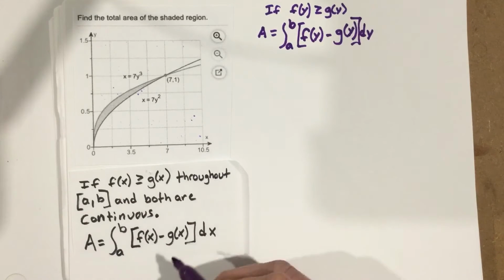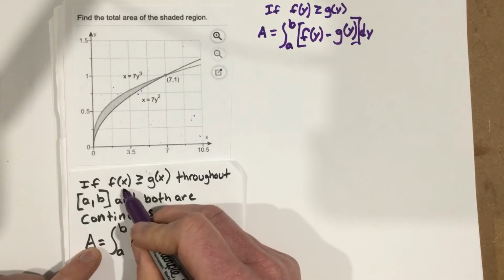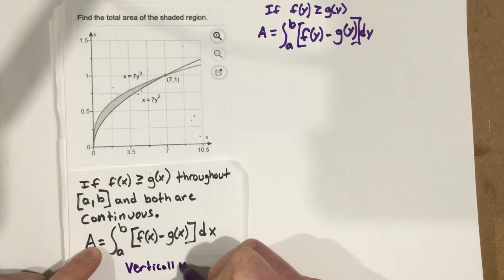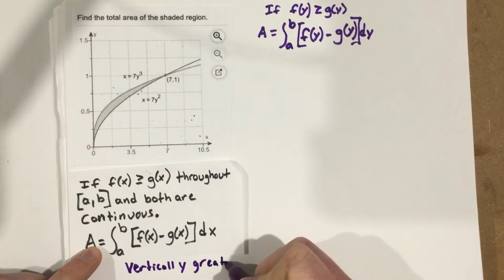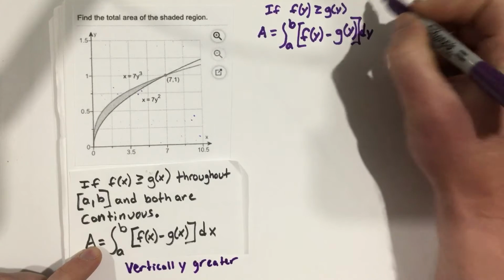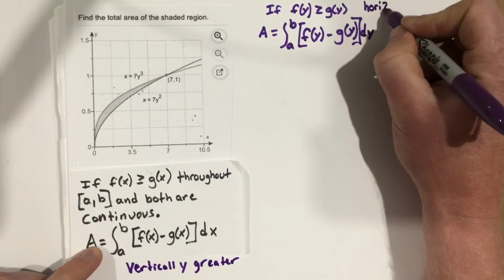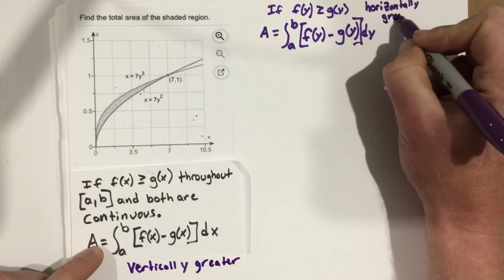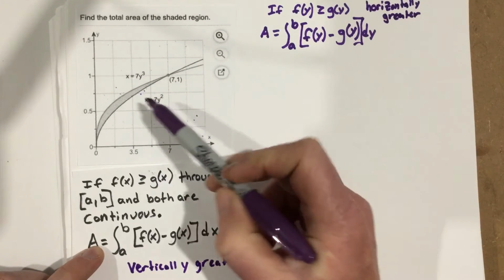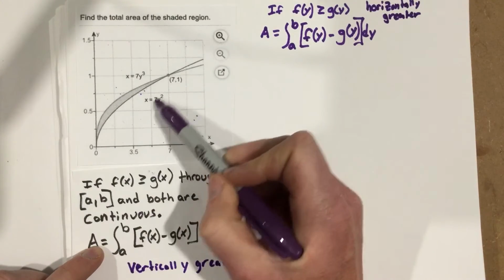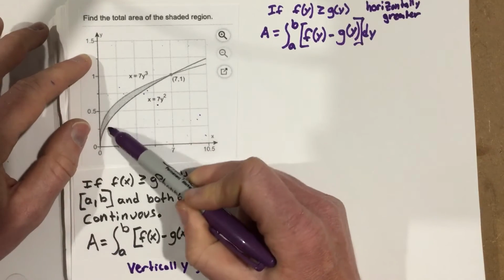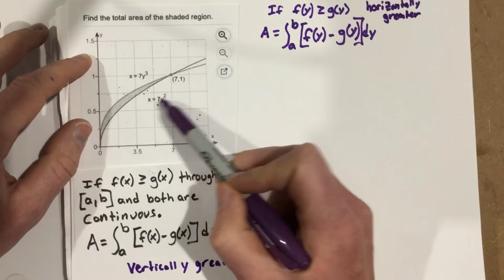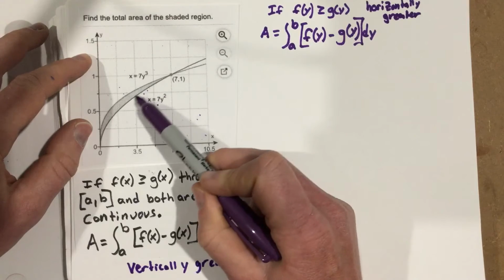So in this formula, the greater function we're talking about is vertically greater, and in this one we're talking about horizontally greater. Which function is horizontally greater? Well, that would be the 7y squared function. This right side is the farthest right boundary, which is the farthest positive boundary. So 7y squared would be the farthest right side.